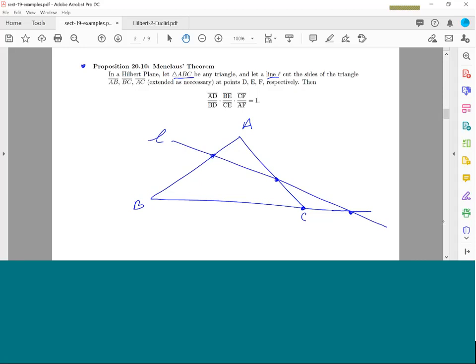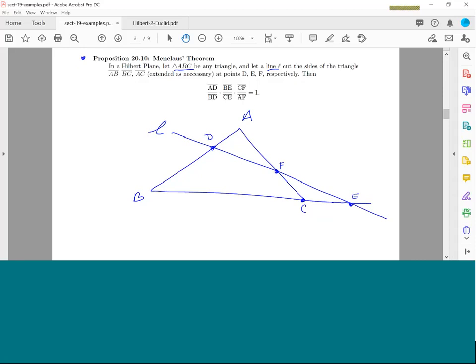Then you'll be able to have one intersection designated per side. So here, if we go in order, AB would have an intersection at D with the line. BC, we'll call this one E. And AC, we'll call that intersection F. So that now labels the picture exactly the same way that the theorem is set up.